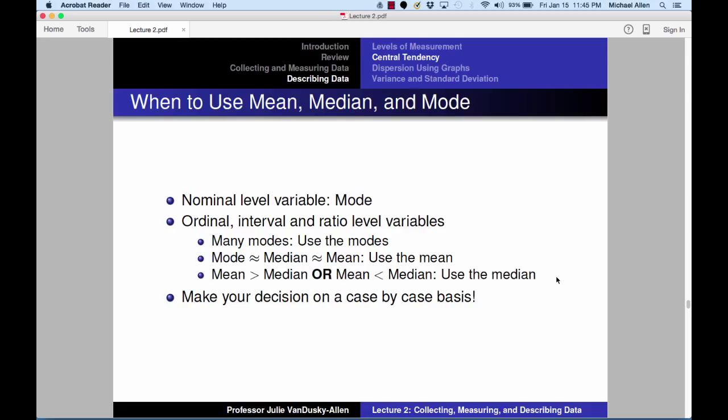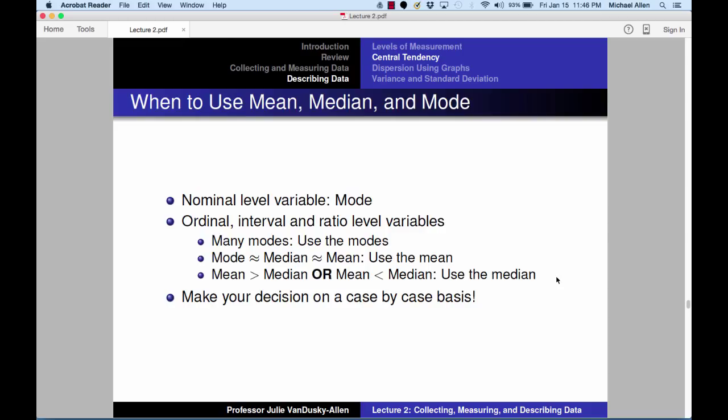So when should we use the mode, median, or mean? Which is the best measure of central tendency? The answer is, it depends. Here are some general rules to follow. If you have a nominal level variable, you should always use the mode. The median and mean do not make sense with a nominal level variable, as the median and mean assume a variable's values have order, and a nominal level variable has no inherent order.